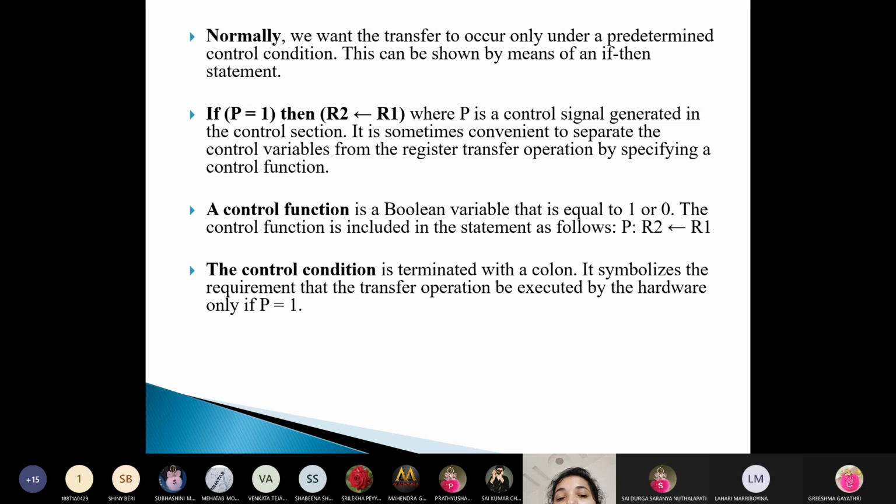In this, we want the transfer to occur only under a predetermined control condition, which is shown in the if-then statement. We are using the if-then statement: if P is equal to 1, then R2 ← R1, where P is called the control signal.